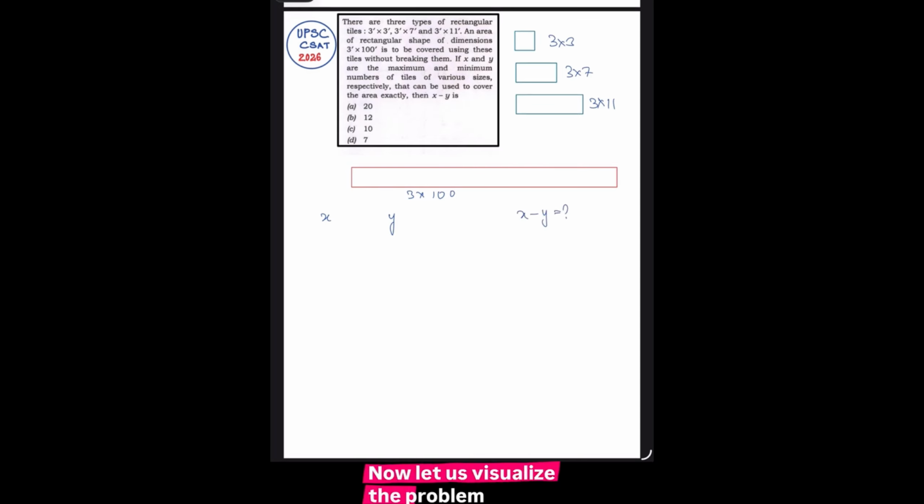Now let us visualize the problem. Notice that every tile has the same width of 3 and even the rectangle has the same width 3. This means the width is already covered and we only need to arrange the tile lengths 3, 7 and 11 to make a total of 100. So we can write this as 3a plus 7b plus 11c is equal to 100. a is the number of tiles with length 3, b is the number of tiles with length 7 and c is the number of tiles with length 11. And a plus b plus c is the number of tiles. The maximum value of n is x and the minimum value of n is y.